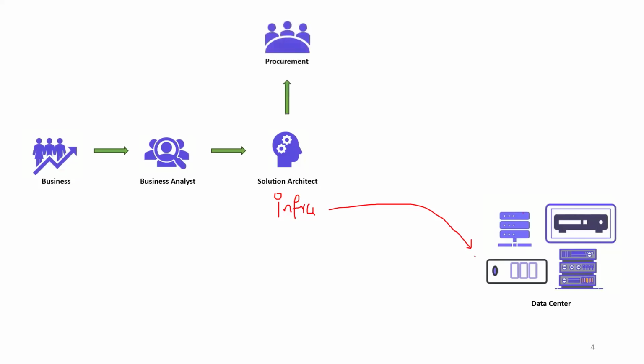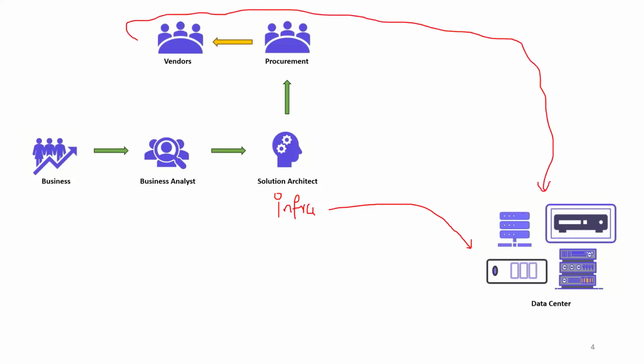Most of the time, most of the infrastructure will be available in the data center. But in any situation where additional hardware is needed, it has to be ordered via the procurement team. The procurement team will put in a new request to the vendors team. The vendors team will take days, or even weeks or months, for the hardware to be purchased and delivered to the data center. So that is what happens.